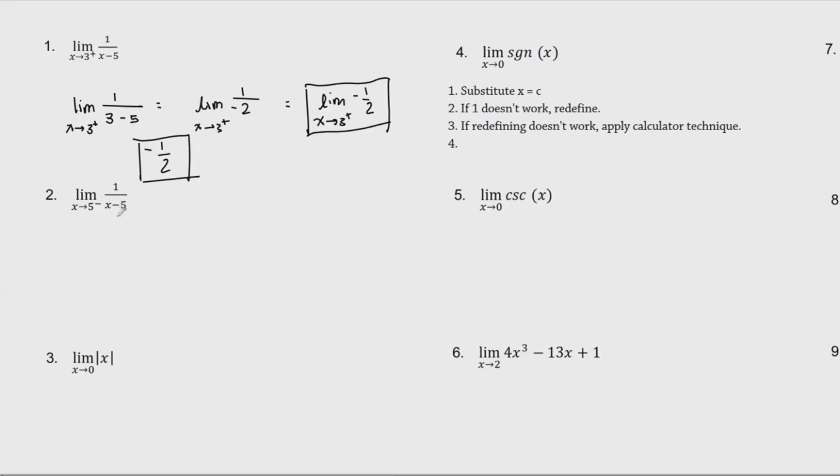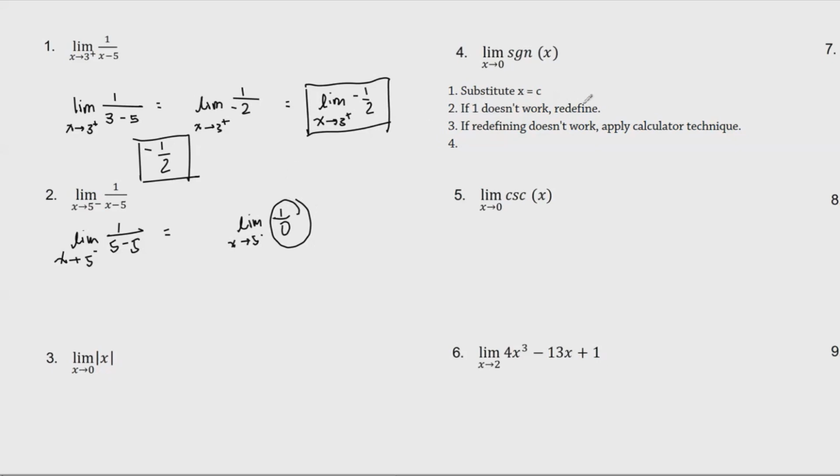We have the limit of 1 over x minus 5 as x approaches 5 from the left. So the first rule is substitute x equals c. So that is the limit of 1 over 5 minus 5 as x approaches 5 negative. So in this case, I will get the limit of 1 over 0 as x approaches 5 negative. You can also apply the first rule in which the limit of a constant would be our answer, but in this case, 1 over 0 is actually undefined. We don't allow this in mathematics, so we need to proceed to number 2.